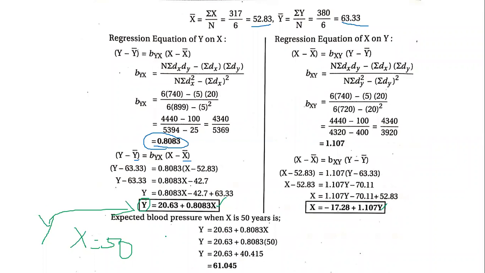So substitute the x here in the equation. That will be y is equal to 20.63 plus 0.8083x. In the place of x, substitute 50. And when you simplify, the value of y, that is nothing but blood pressure for the person at the age of 50 is 61.045. So you have to be careful in knowing how do you find the direct answer when x is given. In that case, you will have to consider y on x.